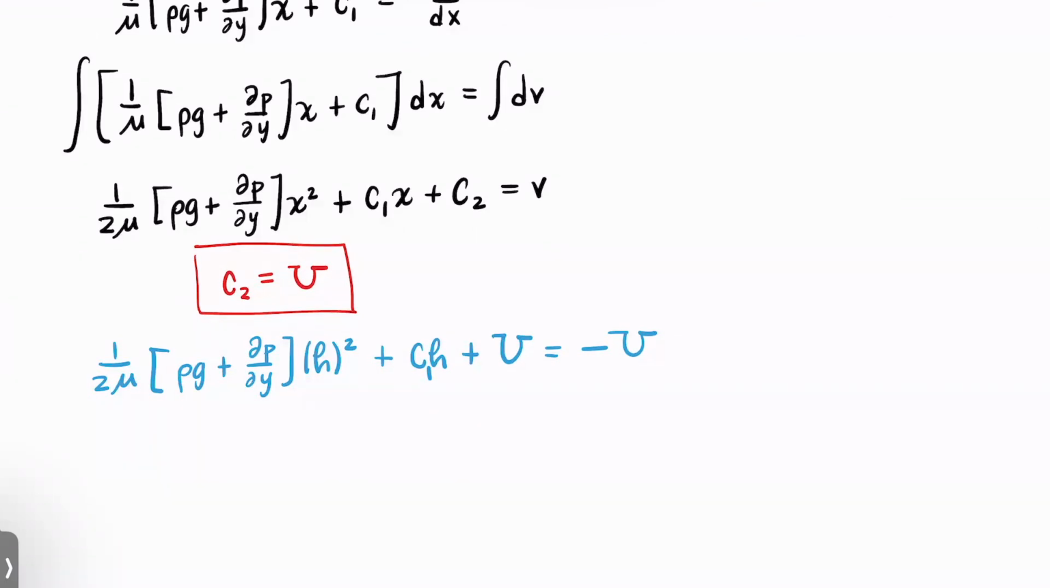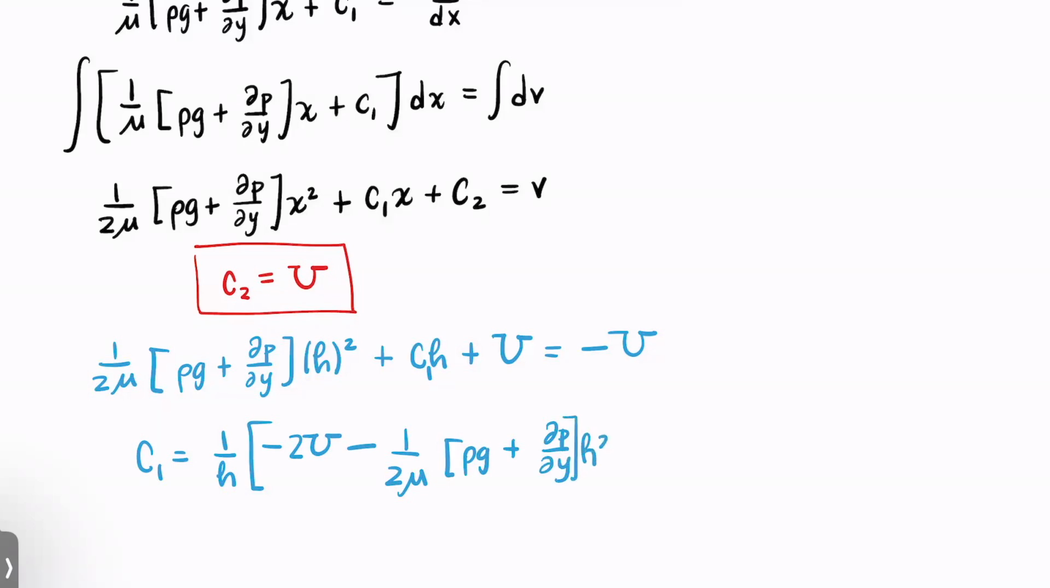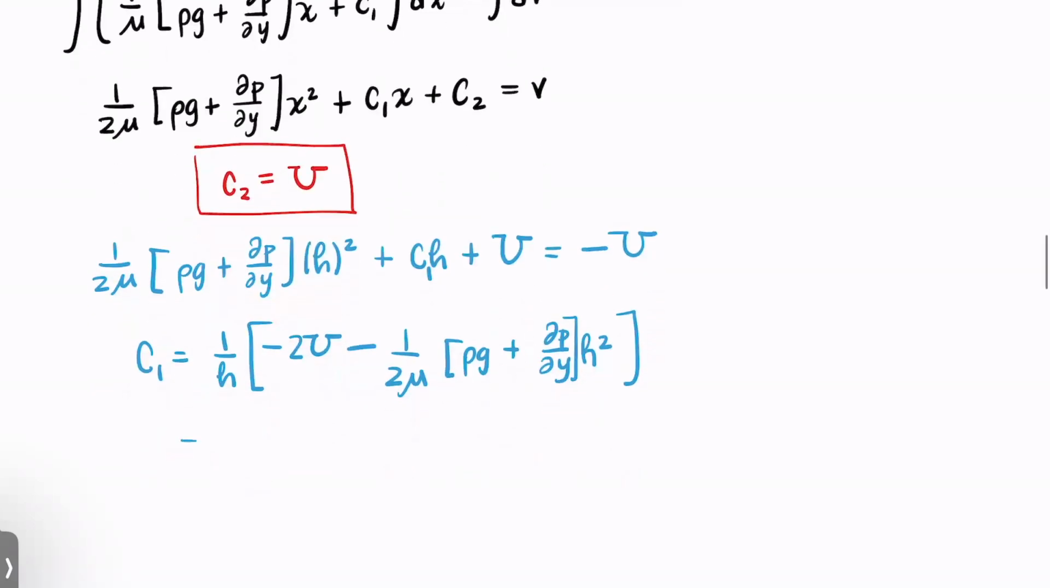Okay, so I am now going to solve this for C1. I have that C1 is equal to 1 over H, minus 2U, minus 1 over 2 mu, rho times g plus partial p partial y, quantity H squared. I'm going to simplify this just a little bit. So I have minus 2U over H plus 1 over 2 mu, rho g plus partial p partial y, H.